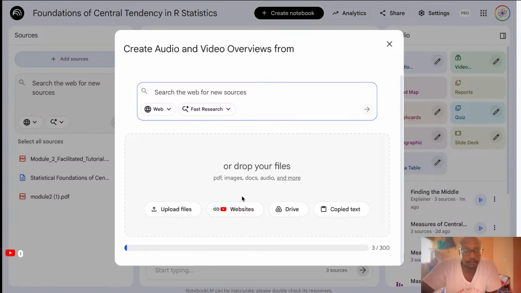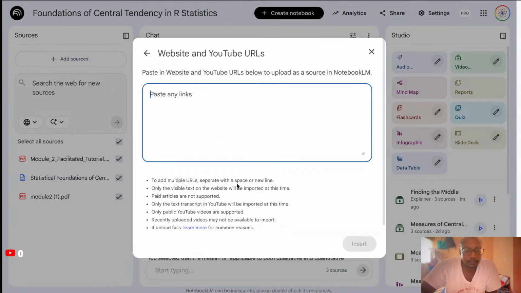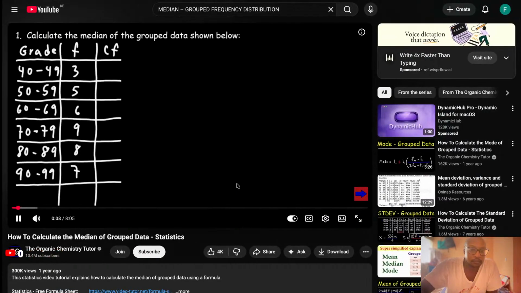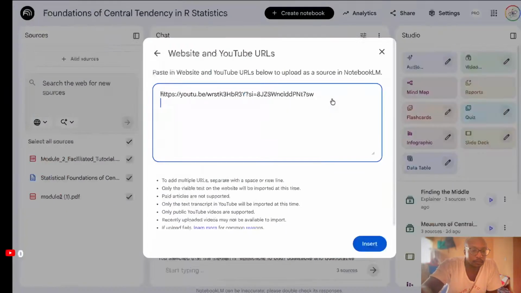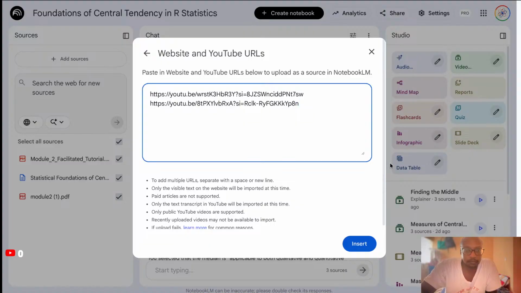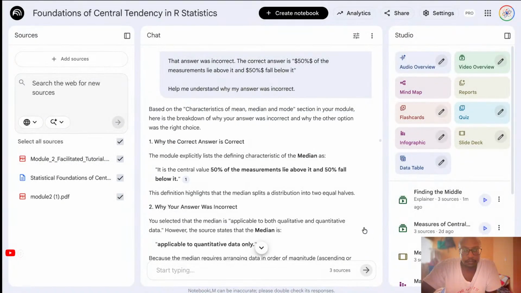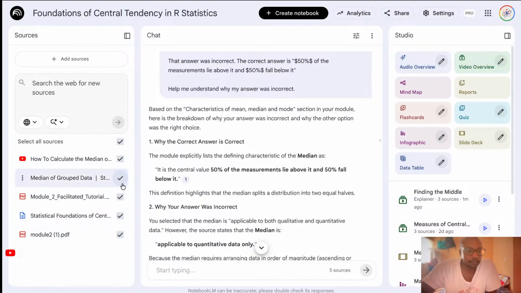In this lesson, we're going to talk about how to calculate the median of the grouped data shown below. So the first column, we have the grade intervals for students in a class. The second column represents the frequency of those intervals. The third column represents the cumulative frequency. So what this table tells us is that 3 students scored between 40 and 49, 5 students scored between 50 and 59, and so forth.